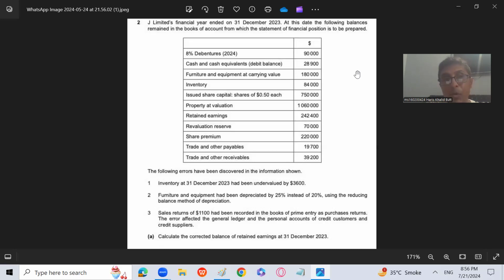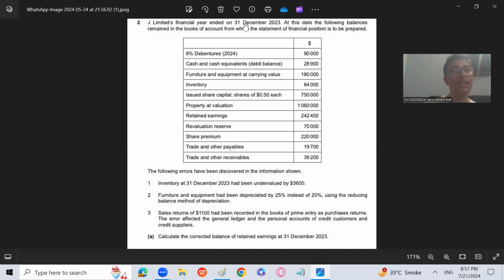Today we are going to solve question number 2, which belongs to the chapter of errors. The question is basically from errors, though we have company accounts along with errors. I believe it is a question of errors, and it relates to the corrected balance sheet and corrected income statement, or in the case of a company, corrected retained earnings. So let's talk about the question. I will start reading it.